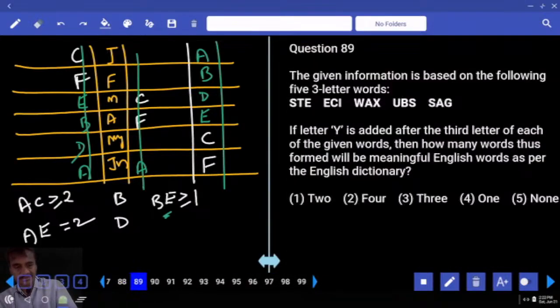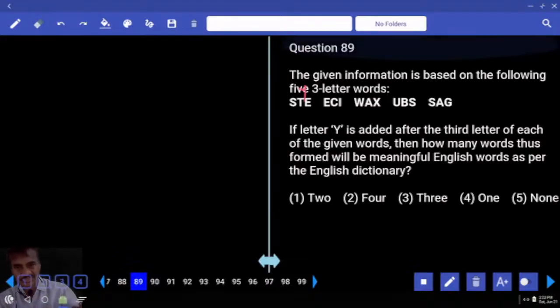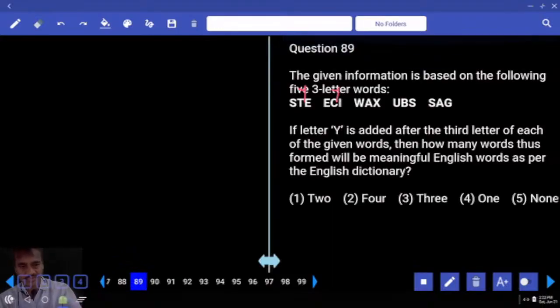The next one, 89. In this 89th one, first or second priority, and definitely first priority. Here in this one, how many words do we have? 5. Now Y is added after the third letter of each of the given words. STYE. Is it a meaningful word here? And ECYI. WYX. No. Y is added after the third letter. Sorry, after the third letter: STEY.